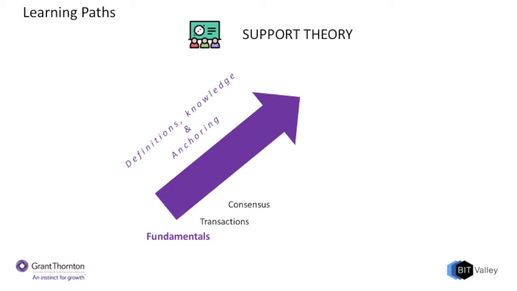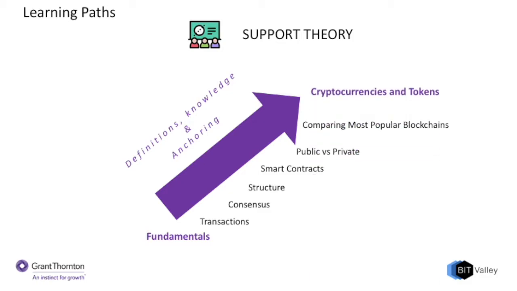Then, we will explain how transactions are recorded on a blockchain, what consensus is, and what is the structure of a chain of blocks. Moving forward, we will explain what smart contracts are and describe the different business landscapes. Next, you will learn the difference between public and private blockchains, as well as the comparison between the most popular. Finally, you will understand the difference between cryptocurrencies and tokens. Well, let's get started.